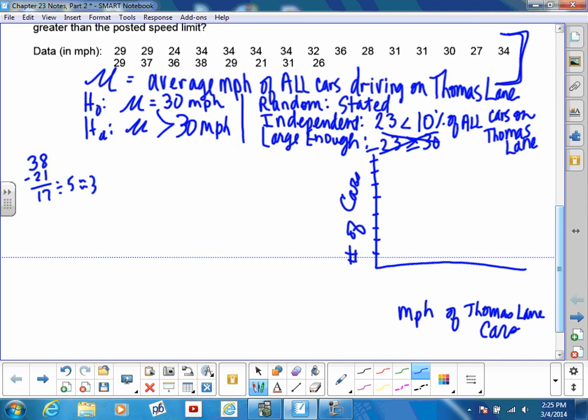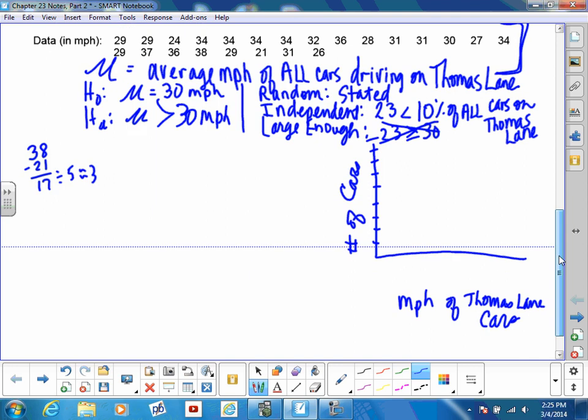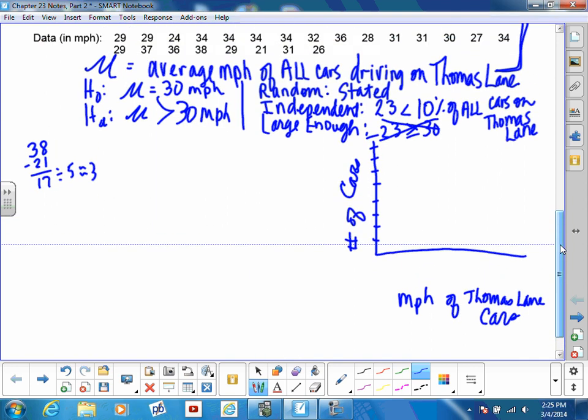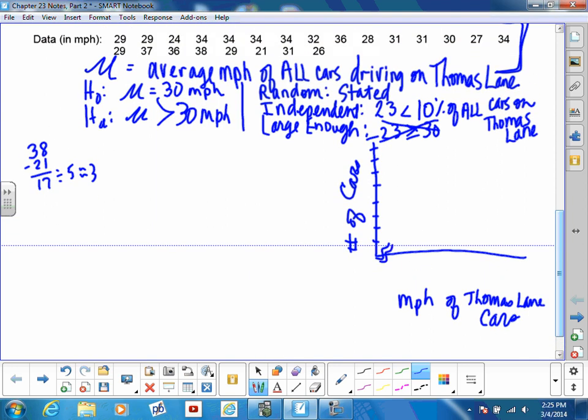All right, so let's do this. First of all, I'm not going to start at 0. I'm going to draw me some little squigglies because I'm going to start probably at 20. All right, what's your next bin going to be?